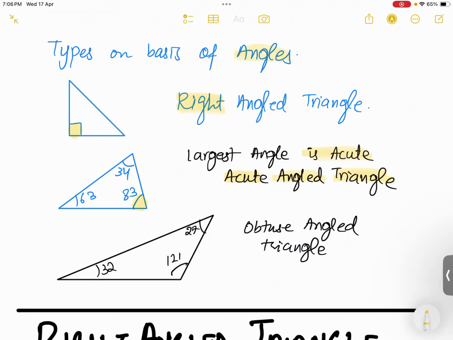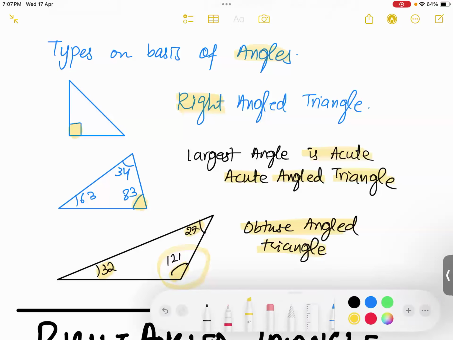Got it? You can see that the lower triangle is one in which we have one angle of 121, another one is 27, and that is 32. You can see that 121 is the largest angle, and the largest angle is an obtuse angle. So we can say that the name of this triangle can be an obtuse angle triangle.